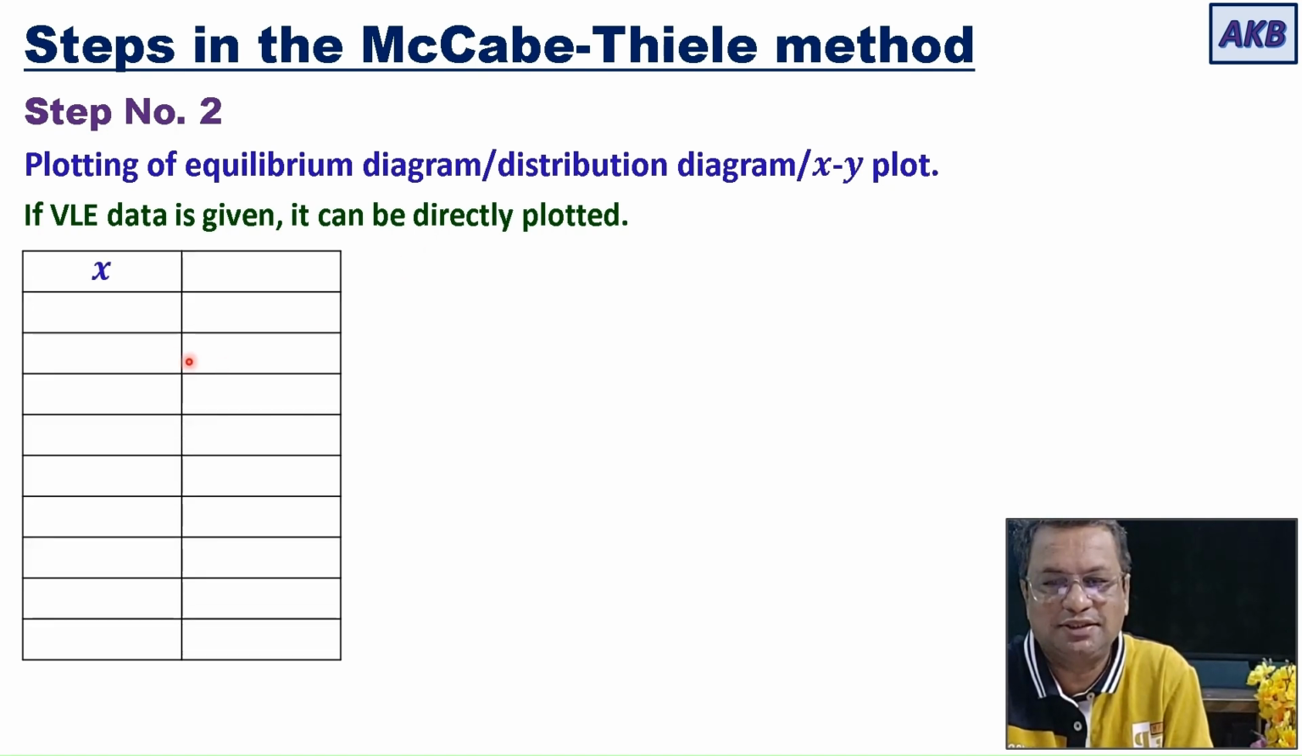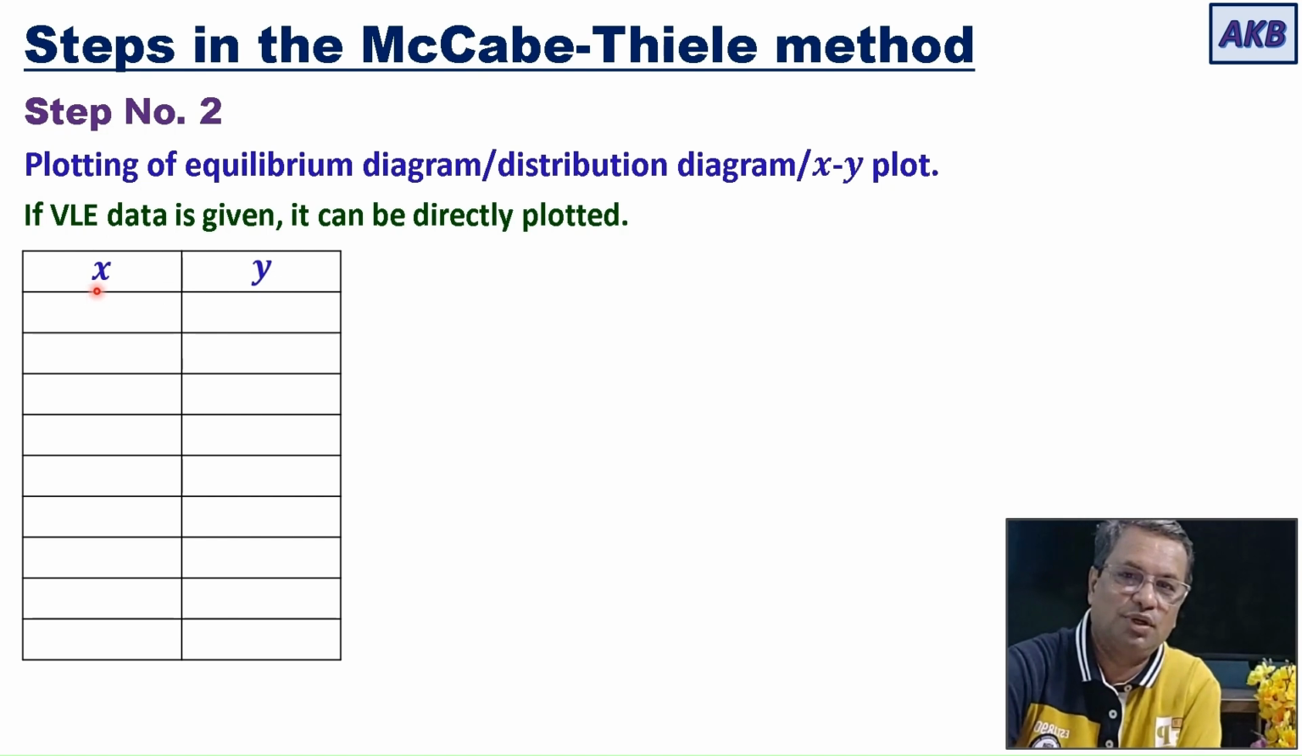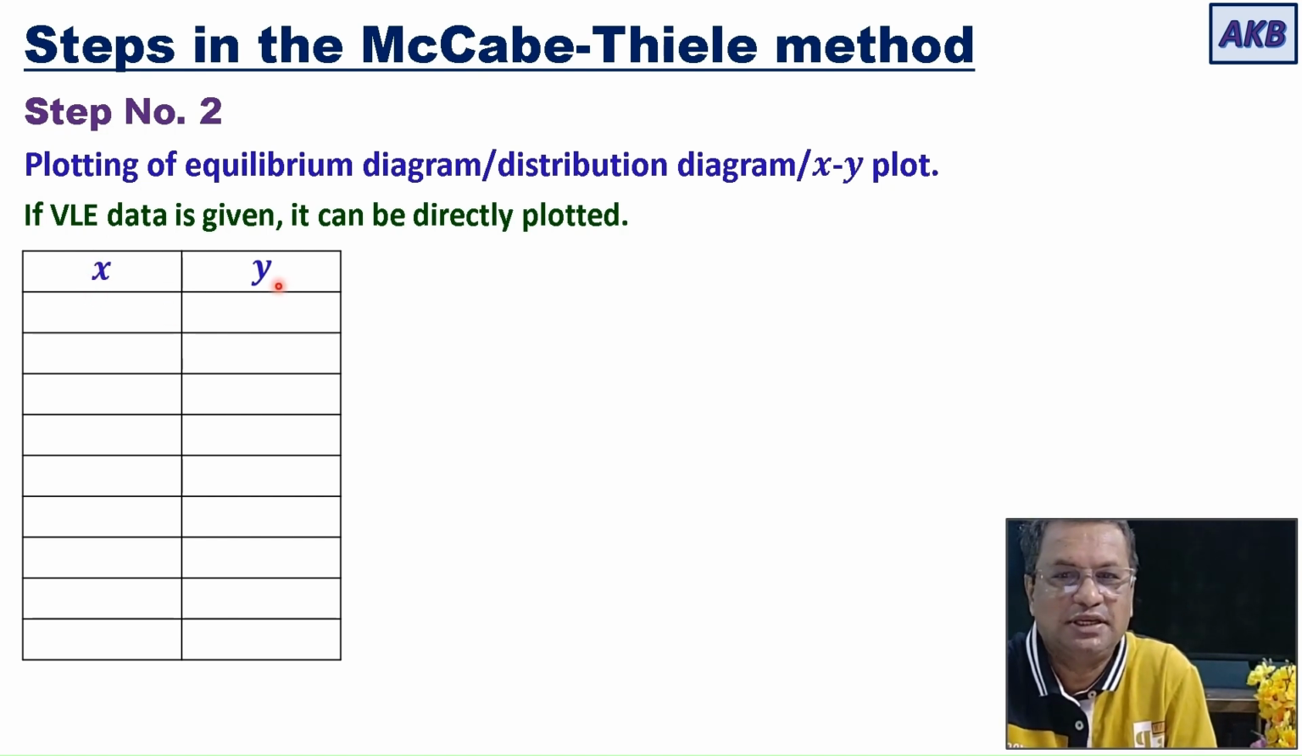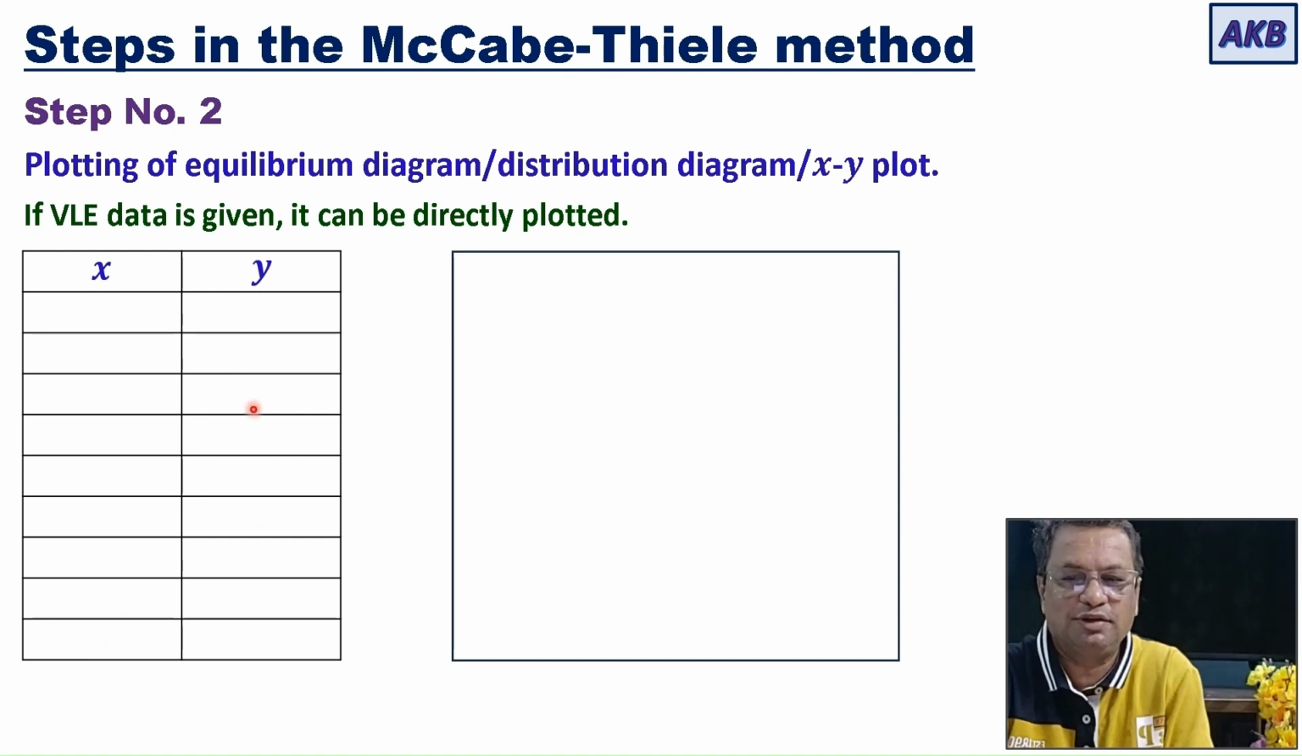VLE data is nothing but x and y values that correspond with each other: mole fraction of the more volatile component in the liquid phase, and mole fraction of the more volatile component in the vapor phase. So you will be provided with values of x and the corresponding values of y. In this case, your job will be to simply plot these two values against each other. So you'll be plotting x on the x-axis and y on the y-axis.